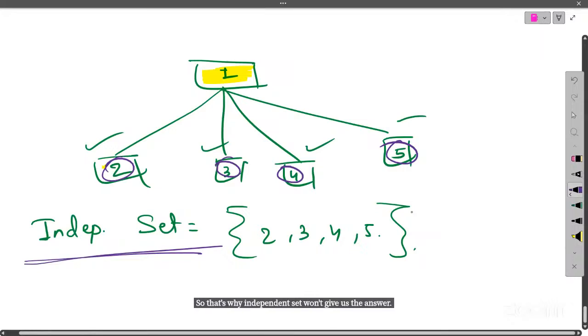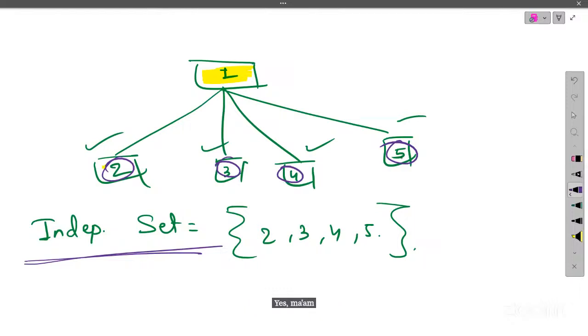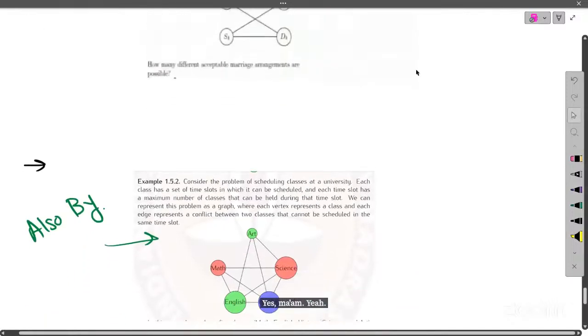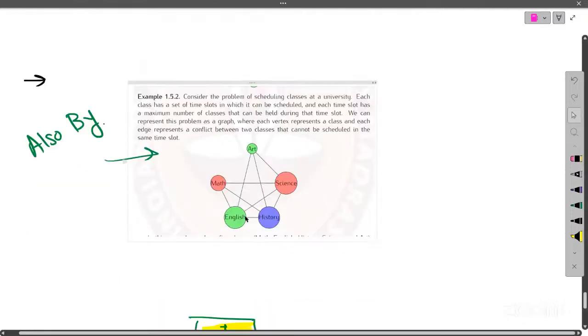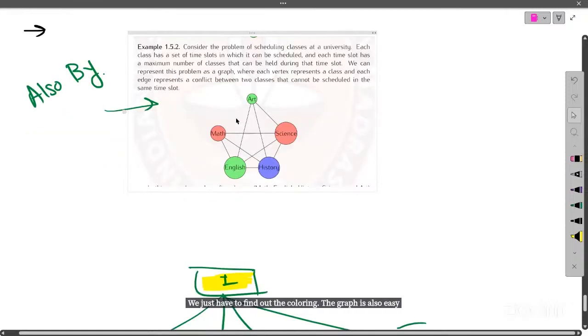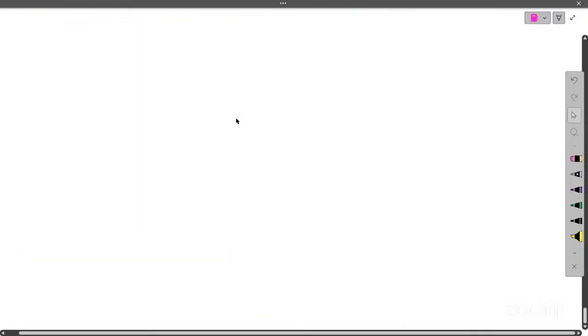Is that clear to you, Swati? Yes, ma'am. So, is there any doubt in this question? We just have to find out the coloring. The graph is also easy. Okay. Now let's go to the next.